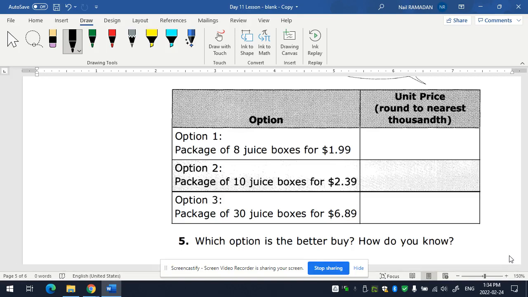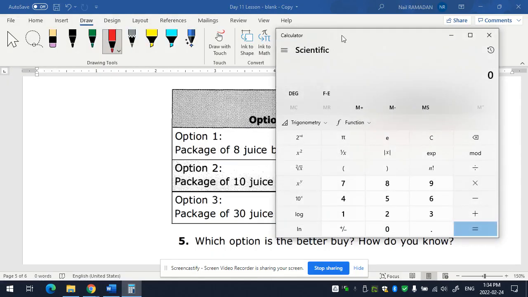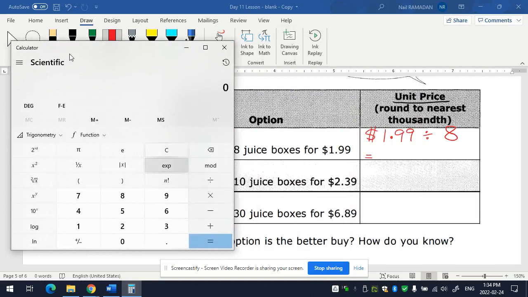So here, option one, package of 8 juice boxes for $1.99. So what's the unit price? Okay, you divide 1.99 by 8. So go ahead, 1.99 divided by the 8. Let's see how many dollars that comes down to. Here's the thing: it's a decimal. 1.99 divided by 8 is 0.24875.